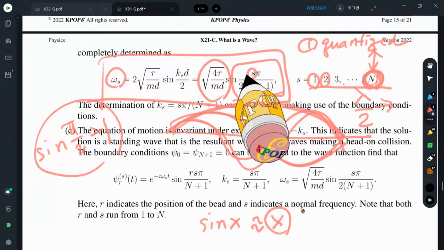Okay, this is the very basic nature of a wave described in terms of n harmonic oscillators. And this is very important to understand the quantum nature. Even though it is classical mechanics, this method is very, very important to understand the quantized nature of quantum mechanical systems.